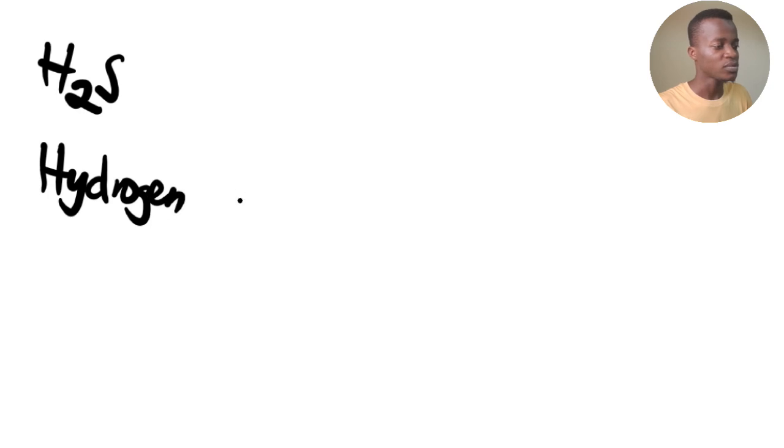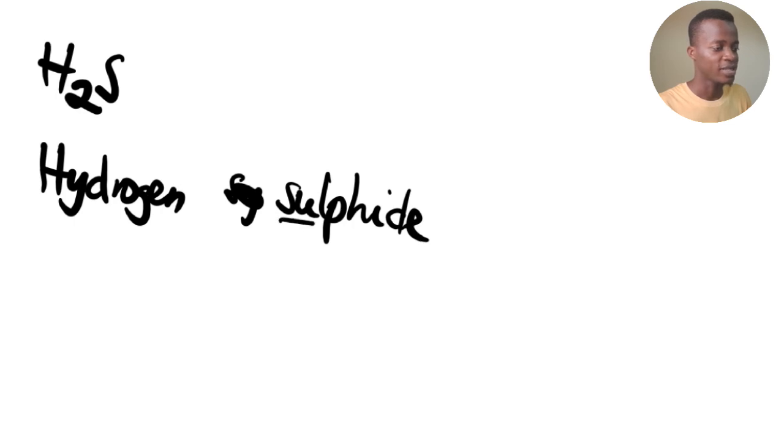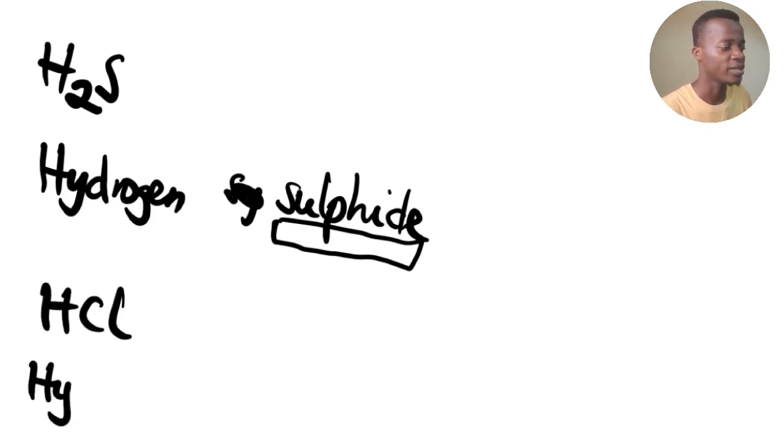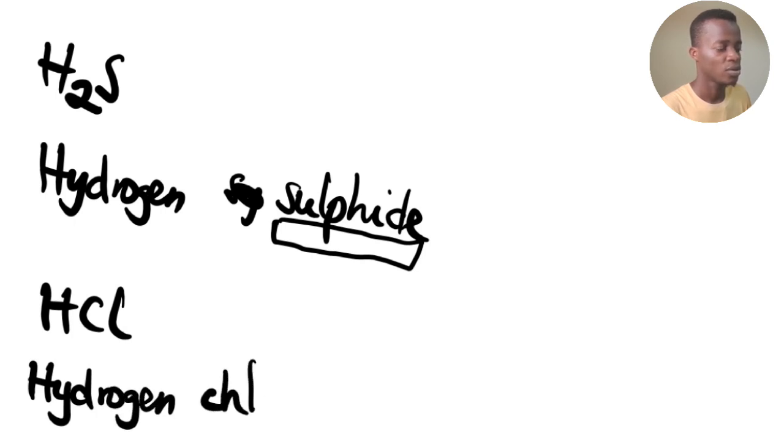H2S. This is hydrogen sulfide. That's how we do it. If it were sodium, you would say sodium sulfide. Here they say hydrogen sulfide. So if you have something like HCl, this is hydrogen chloride. Yes, this is it.